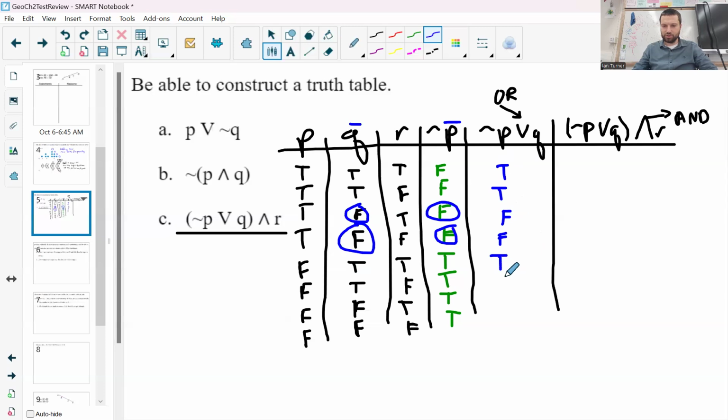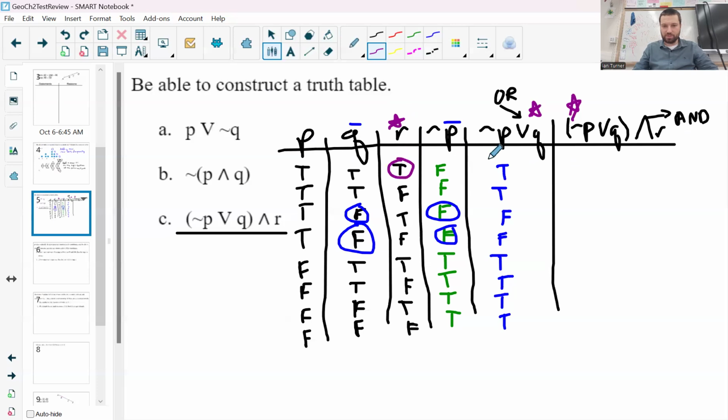And then it's going to be true, true, true, true. Okay, we need a new color. Last column, we're doing our previous column with R. Now it's an and. We need two trues to be true. So it's only going to be true where there's two trues.